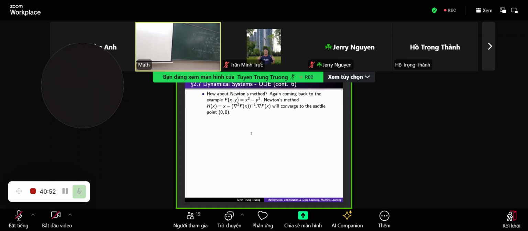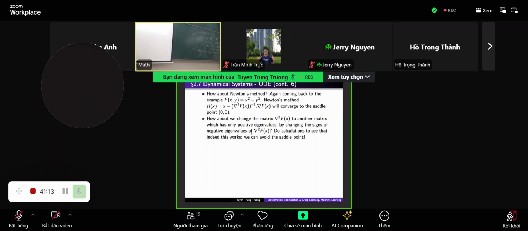Newton methods. So can we? Of course, we know that Newton's method cannot avoid such points. But then the question is, can we improve Newton's method so that it can avoid such points? And the answer is yes. How do you do it?